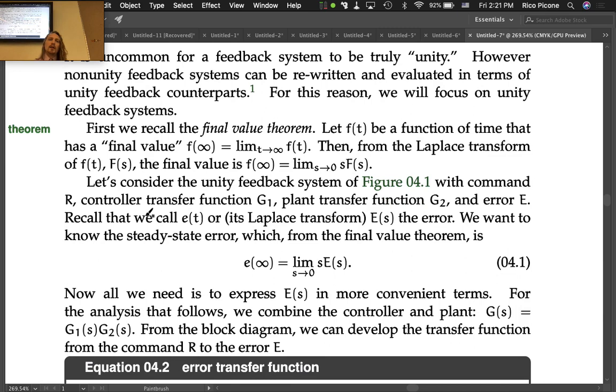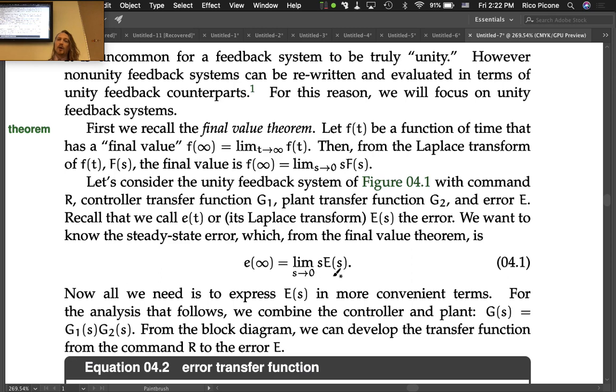Recall that we call e of t, or its Laplace transform E of s, the error. We want to know the steady state error, which, from the final value theorem, is just the limit as s goes to 0 of s E of s.